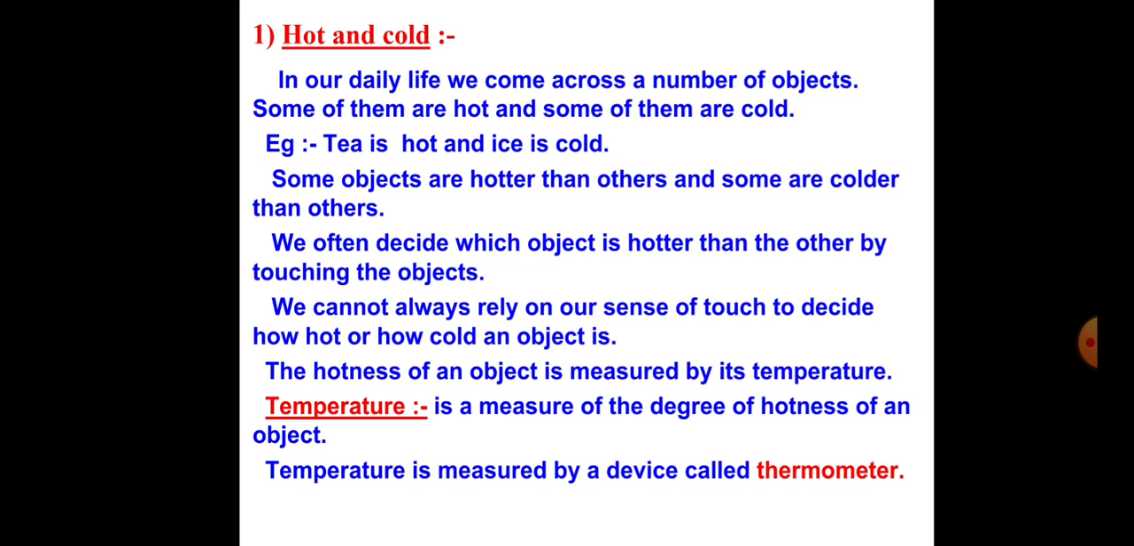For example, tea is hot and ice is cold. Okay? Or many other things you also see, someone is hot and someone is cold. So some objects are hotter than others and some are colder than others.